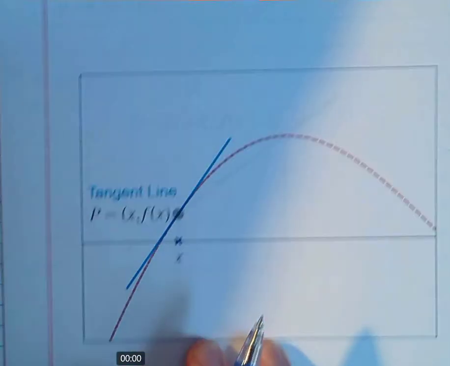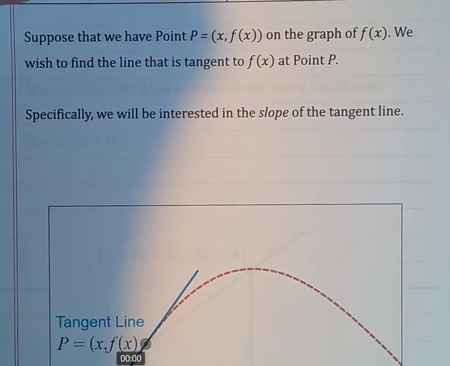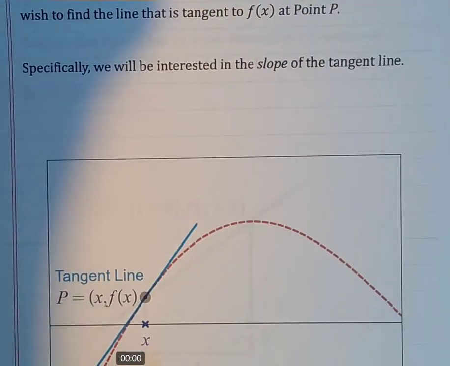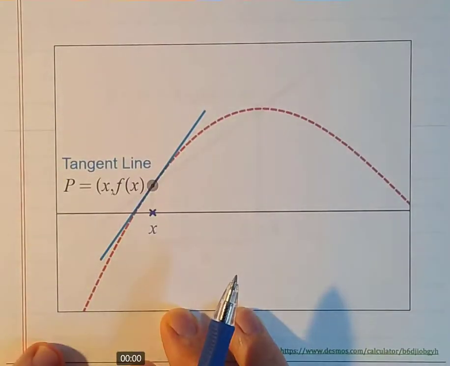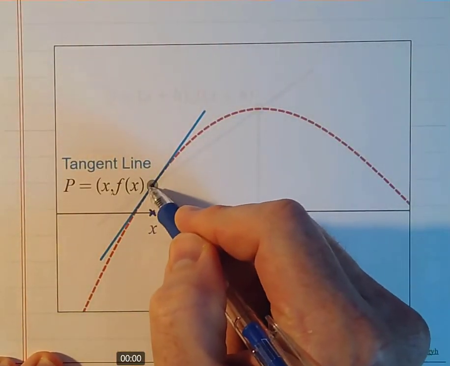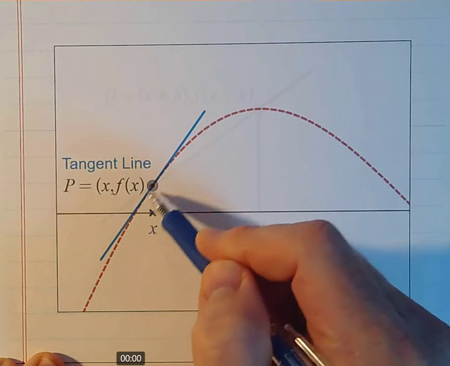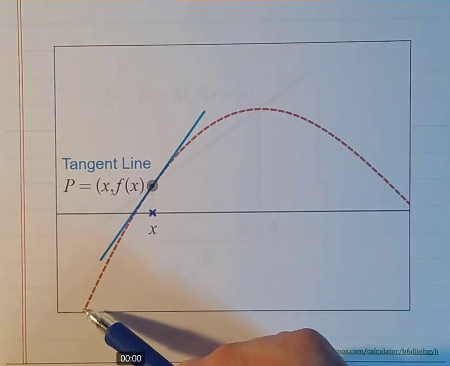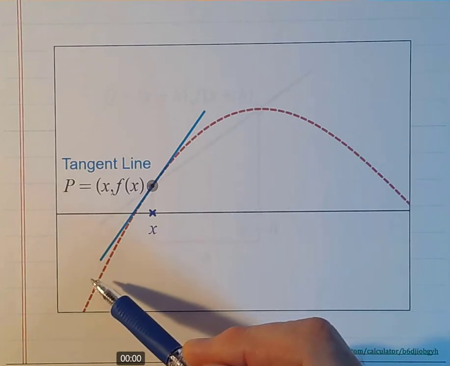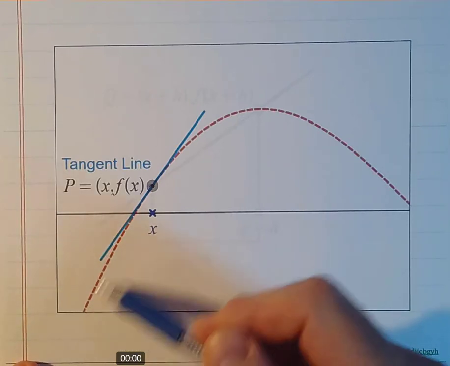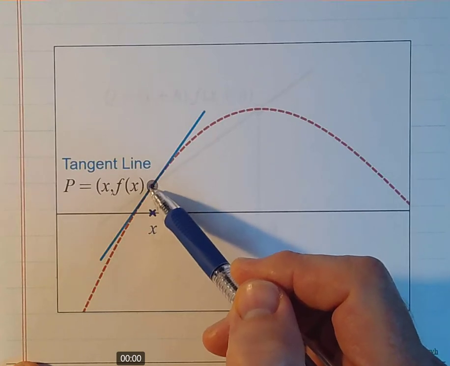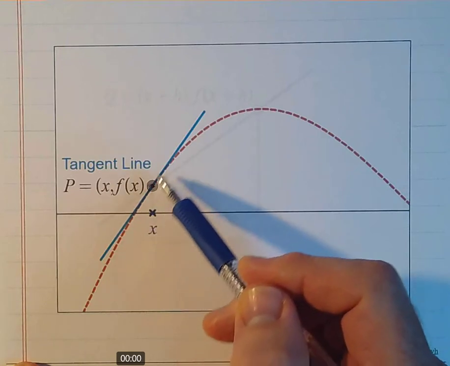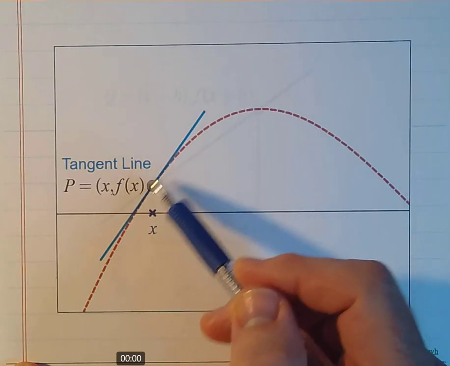And what we want to do is find the line that is tangent to f of x at that point. Specifically, we'll be interested in the slope of this tangent line. So we've got our point, and we want the line here that's tangent to that. One way of thinking about this is maybe an ant crawling along this graph that's got a toothpick balanced on its back. And when the ant gets to this point right here, think about how that toothpick is going to look. It's going to be just something like this, butted right up against that graph right there.